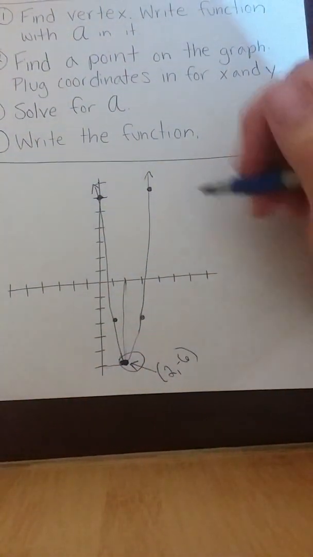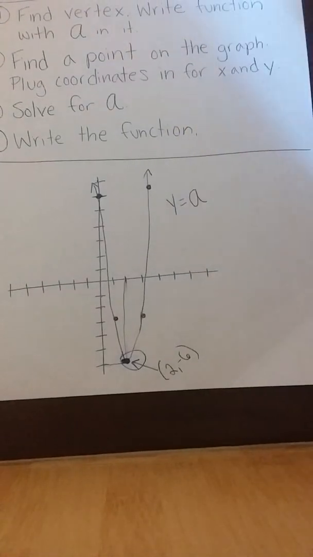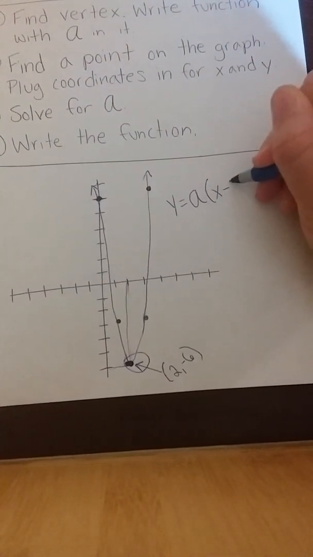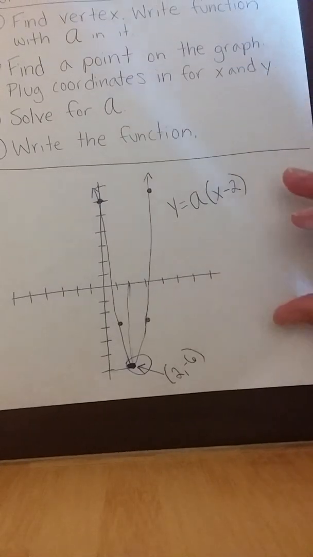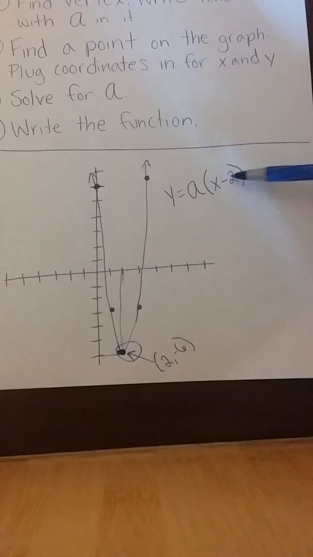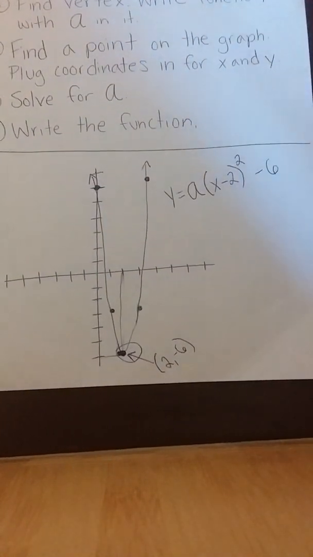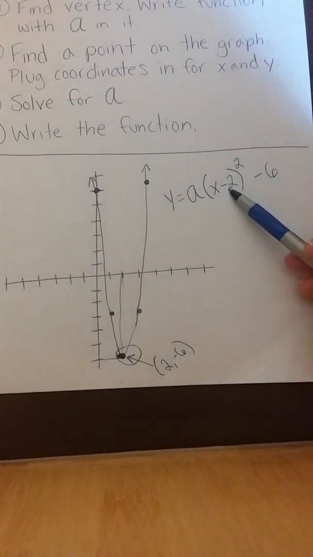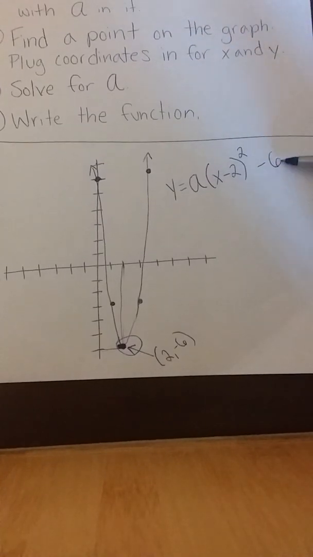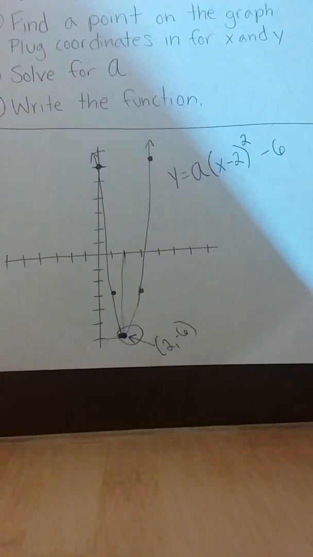So we're going to go ahead and write our function. And we're going to put an A in the front where the dilation goes because we don't know what our dilation is. This would be x minus 2 inside the parentheses because you always do the opposite of the x coordinate. Since that's a positive 2, it becomes minus 2 squared. And then minus 6. So this means you had a horizontal translation, right 2, and then a vertical translation down 6, to give us our vertex of 2, negative 6.